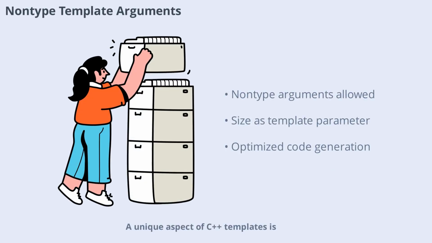A unique aspect of C++ templates is the ability to use non-type template arguments. For example, you can specify the size of an array as a template parameter. This means you can create classes or functions that are not only generic in type but also in value. When you instantiate a template with a non-type argument, like an integer, the compiler generates code tailored to that specific value. This is especially useful for creating fixed-size containers or optimizing performance.